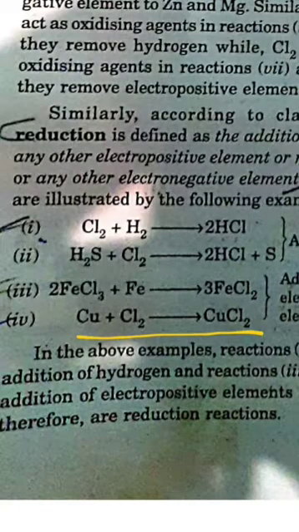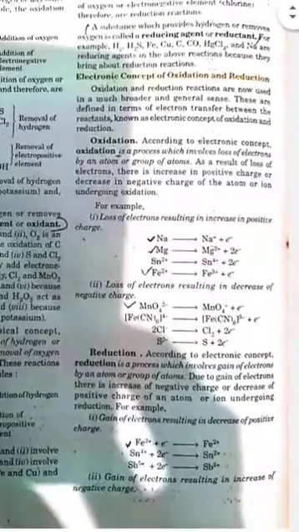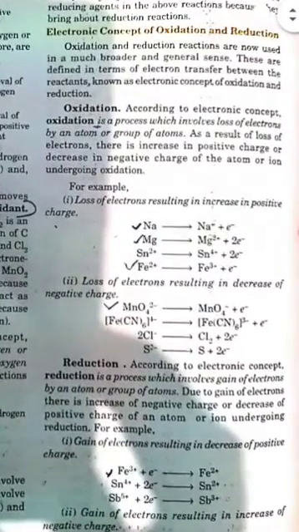Now in the last reaction, copper has been added to chlorine. So electropositive element has been added. So this is also a reduction reaction. Now moving on to some more examples.